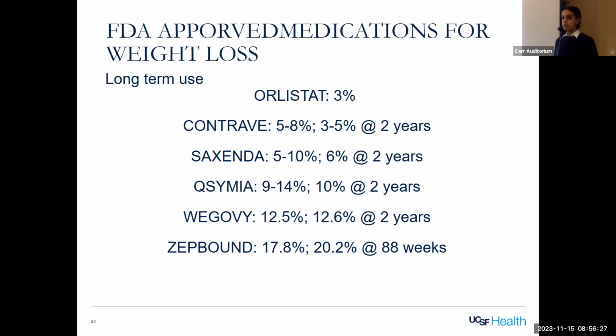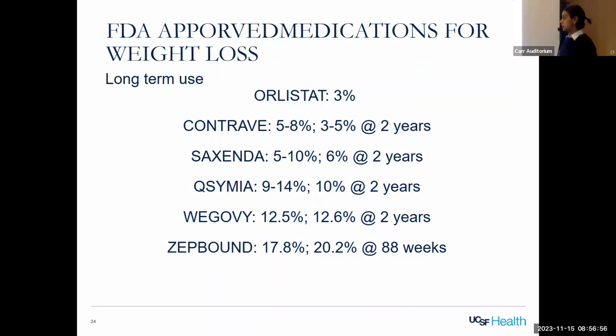The next is Contrave, which is an oral combination of bupropion and naltrexone. At year 1, we see around 5 to 8% body weight loss, but there is some level of weight regain. So at 2 years, it's only around 3 to 5%. So again, not that meaningful for long-term reduction in morbidity mortality. The next is Saxenda, which is a daily injectable GLP-1 receptor agonist. At 1 year, around 5 to 10% body weight loss, with retention of 6% at 2 years.